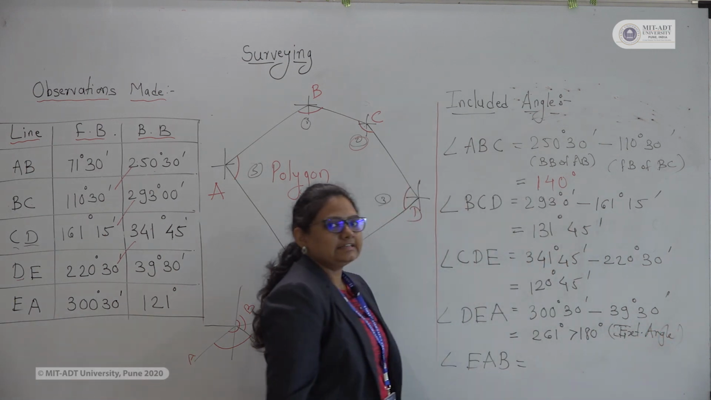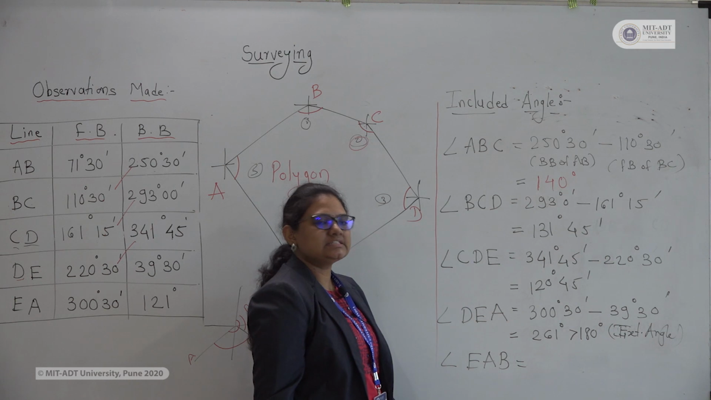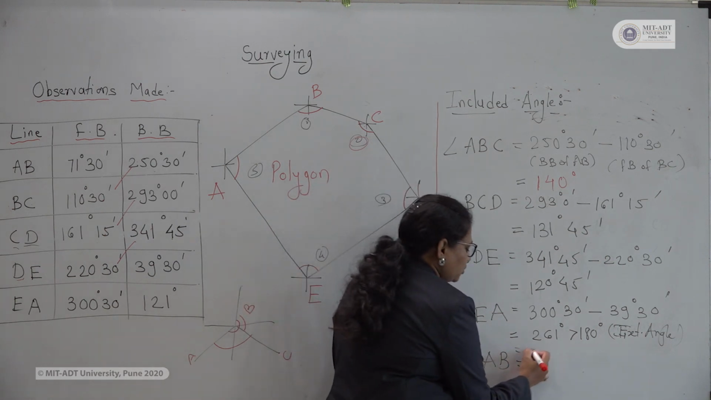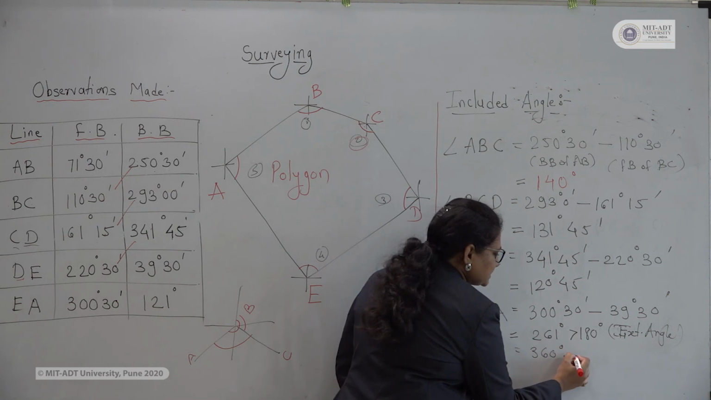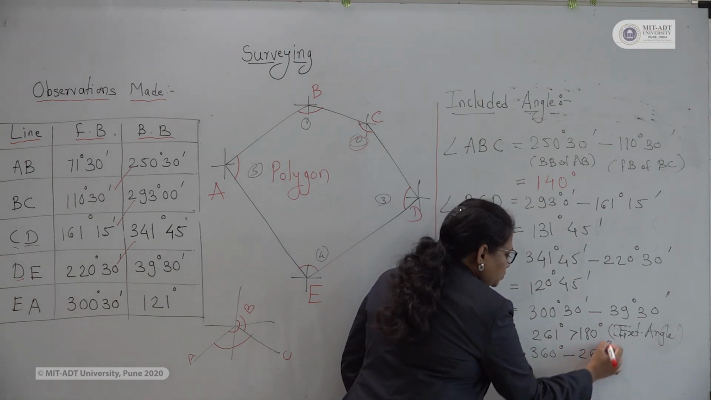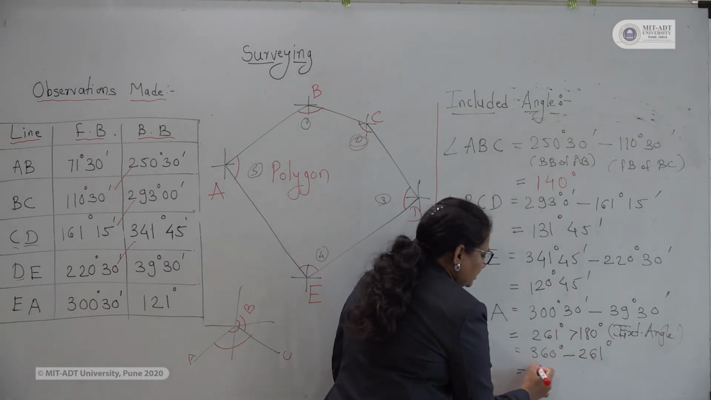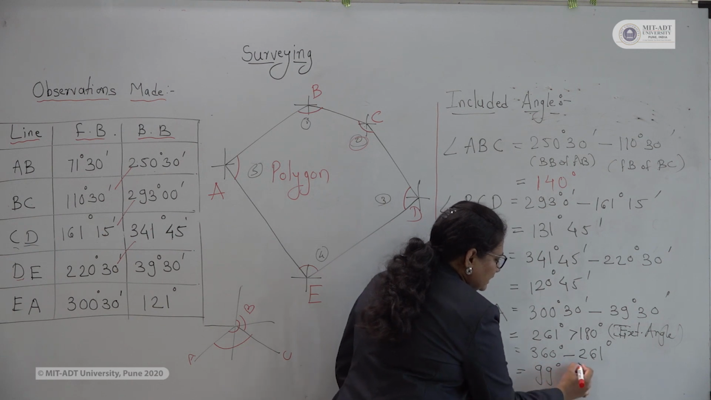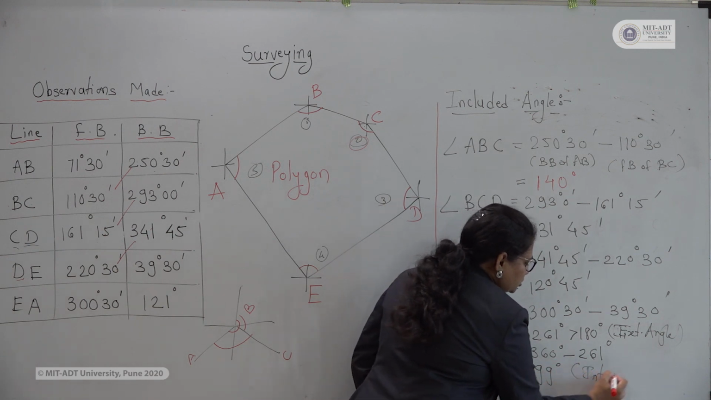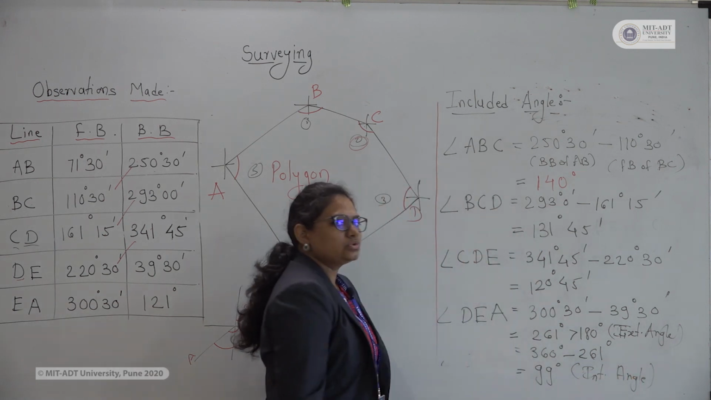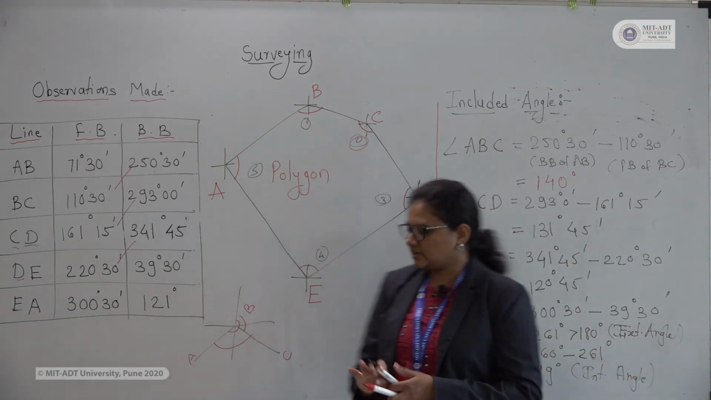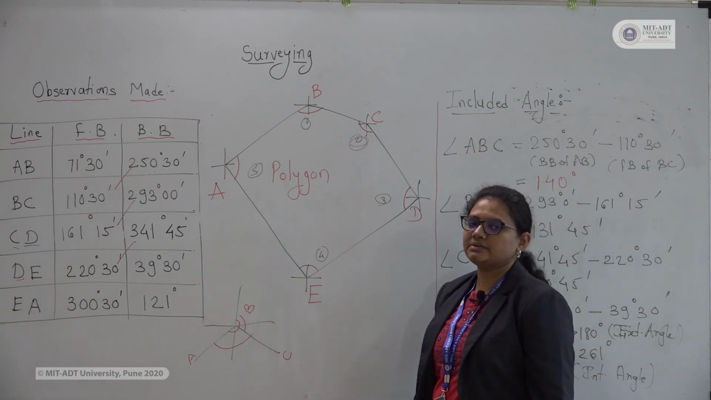So for finding the included angle of this point, simply you have to subtract it from 360 degree. So you will get 360 degree minus 261 degree, and your included angle will be 99 degree. I will explain this thing in this figure. In this figure you can simply observe that.